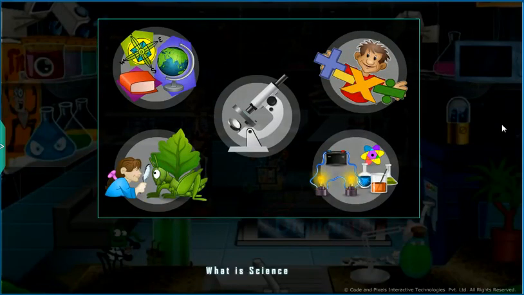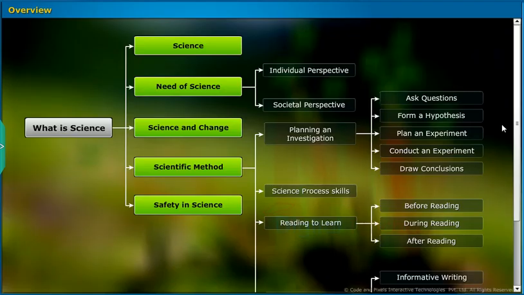Welcome to the chapter, What is Science? This slide presents the overview of the chapter.